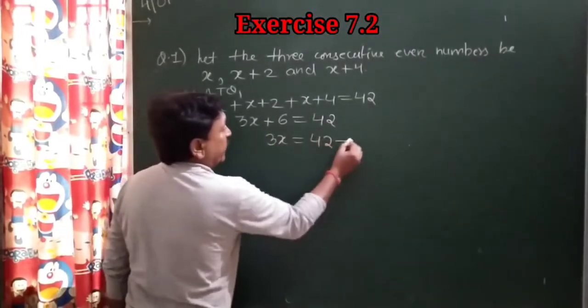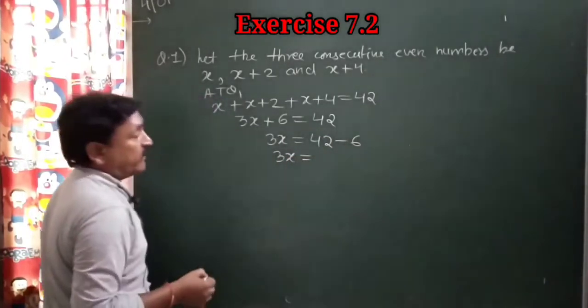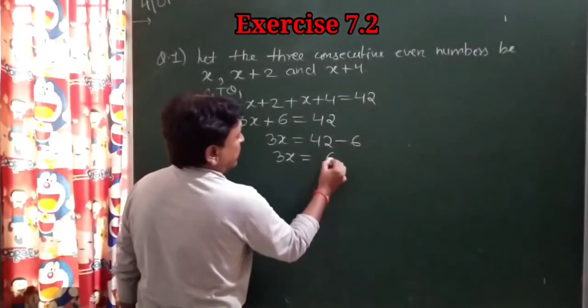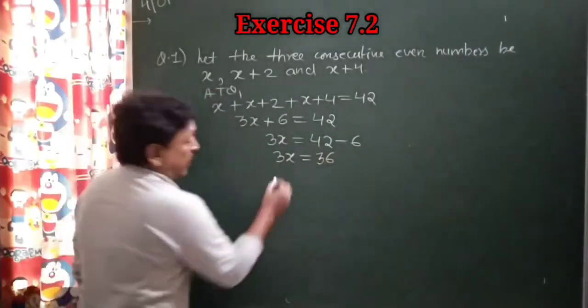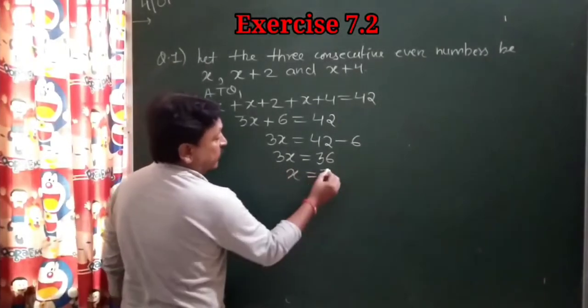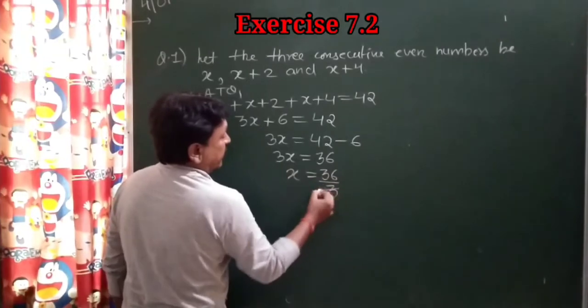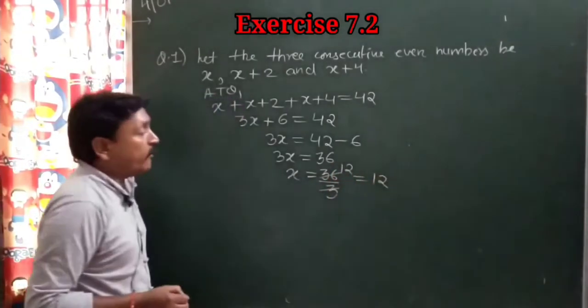It is positive, it will go negative. 42 minus 6, how much? 12 minus 6, 6, and what is left? 3. Okay. Now transpose this 3. It is in multiplication, so it will go in division. 3 ones are 3, 3 twos are 6, 12. So the value of x is 12.